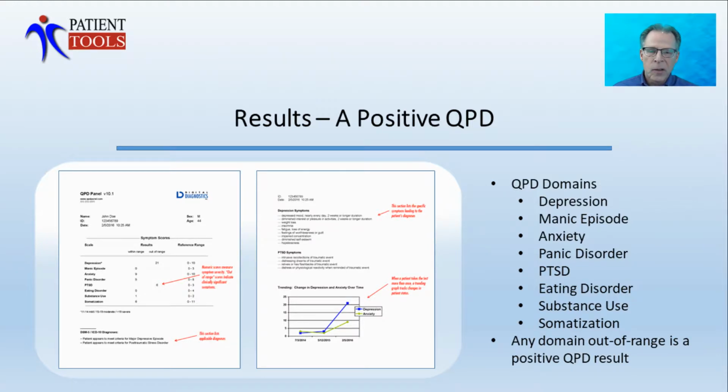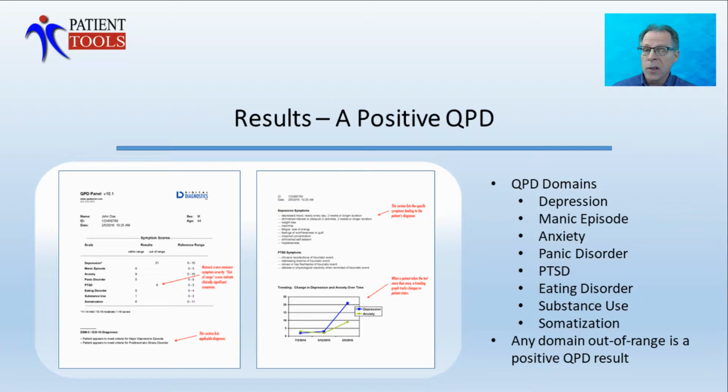So here's the assessment. A positive QPD is when one of the domains scores, and the major domains it's covering are depression, manic episode, anxiety, panic disorder, PTSD, eating disorder, substance use, and somatization. It also lays all those out kind of like blood work. It shows what a normal range is and flags what's outside the range. And then it goes through and pulls up some provisional diagnoses, which you can relate directly across to DSM-5 categories.